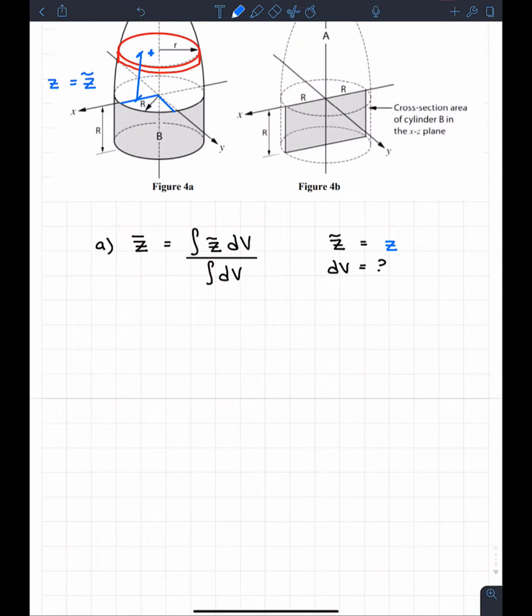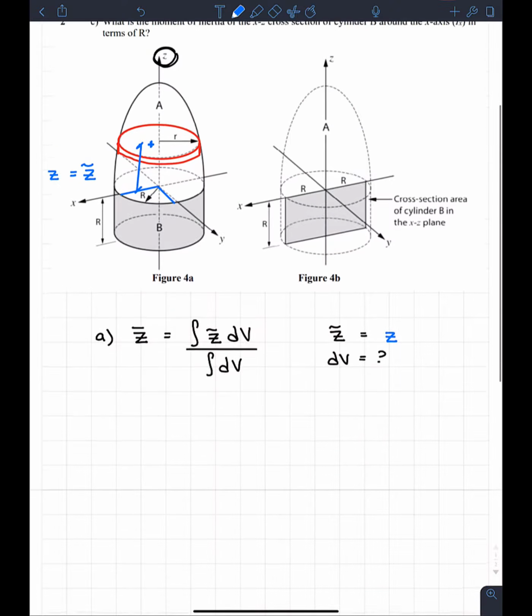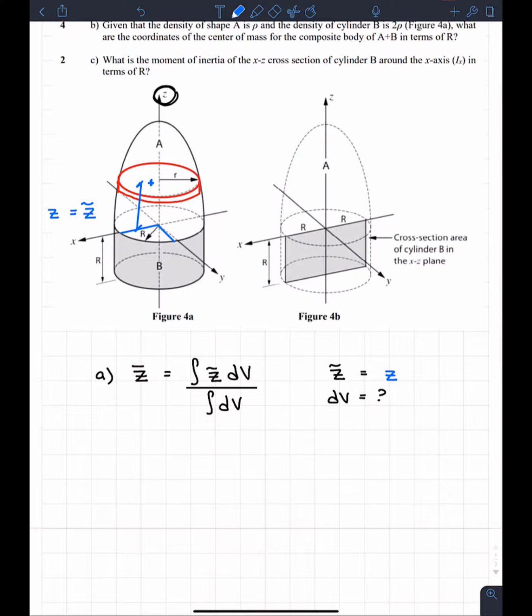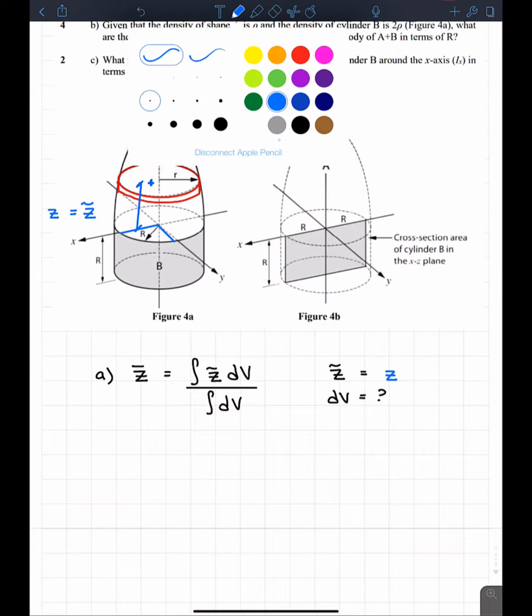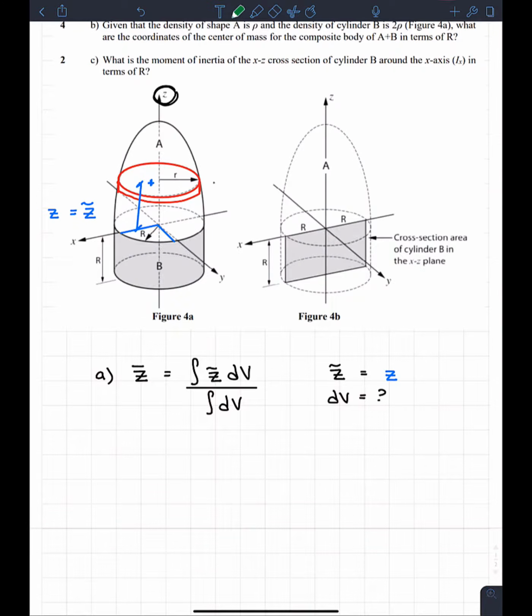And for 3D, I've never seen it where it's not like that. It's always like that, which makes it really easy for us, really great. And now dV, well, that's going to be the volume of our little cylinder, our cylinder slice. So we know that the height of the cylinder is going to be dz, like this. And we know that the area of a circle is going to be pi r squared.